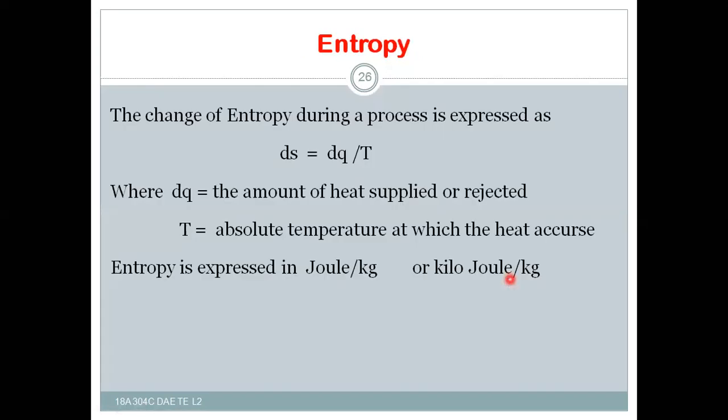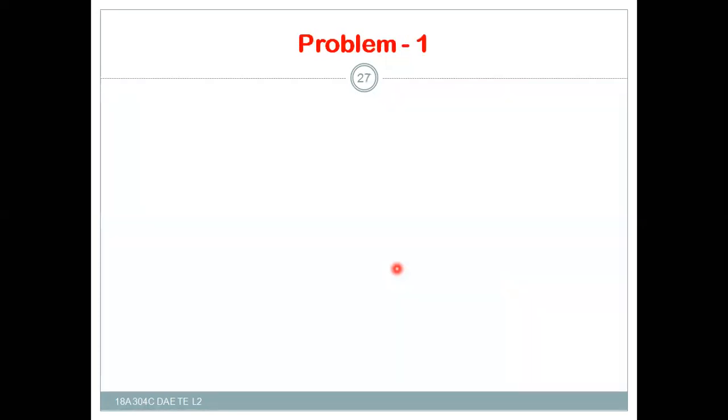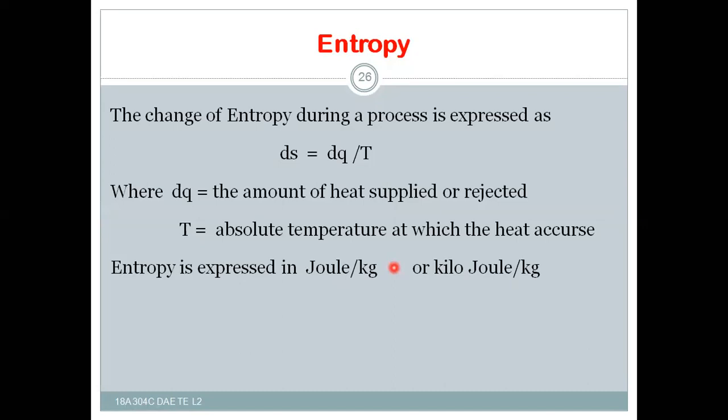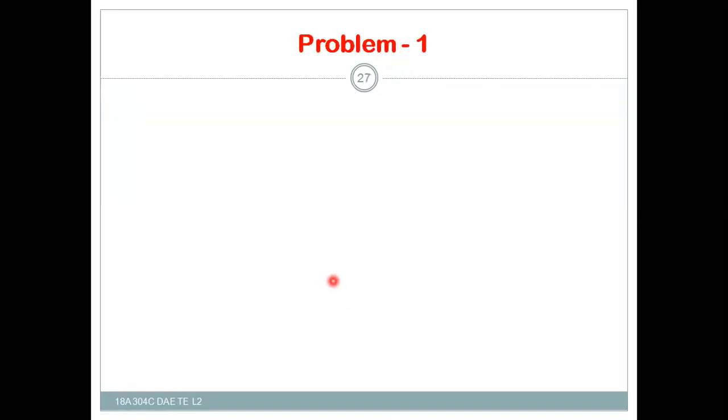So this is all about the theory part, and let us have some small problems on this lesson. In this lesson we have discussed the energy transfers, that is work transfer and heat transfer, and internal energy. Enthalpy we also completed, and also the difference between work and heat, and entropy. Now let us have small or simple problems on this lesson.